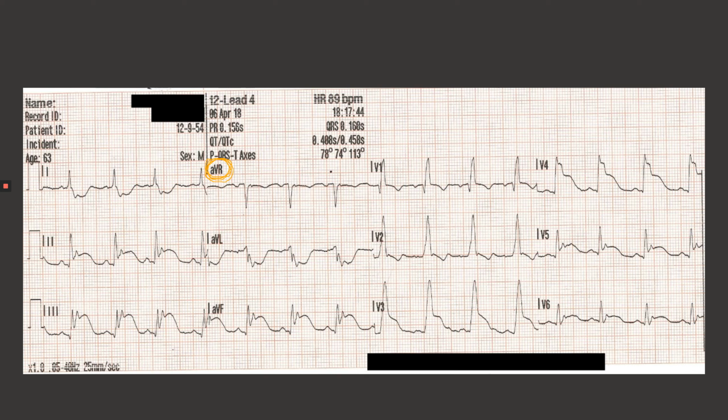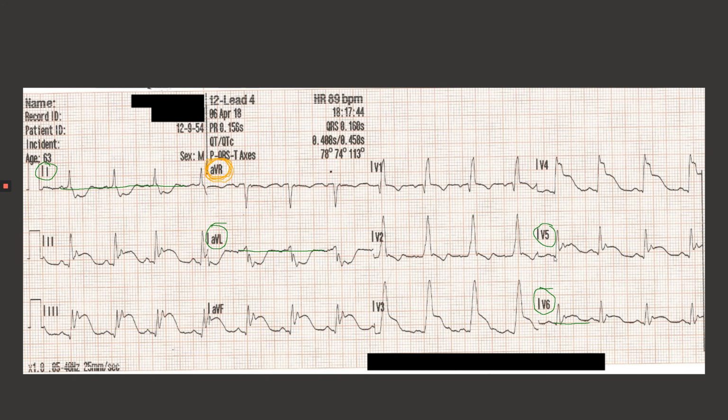Okay, which brings me to this term contiguous. Each one of these leads is grouped, and you have basically 3 groups, grouped by where they look at in the heart. We talked about this a little earlier. So I'm going to look at my lateral leads: 1, AVL, V5, V6. Do I have any ST elevation here? Again, I'm just going to compare that isoelectric line. I don't have any elevation here. I don't have it here.